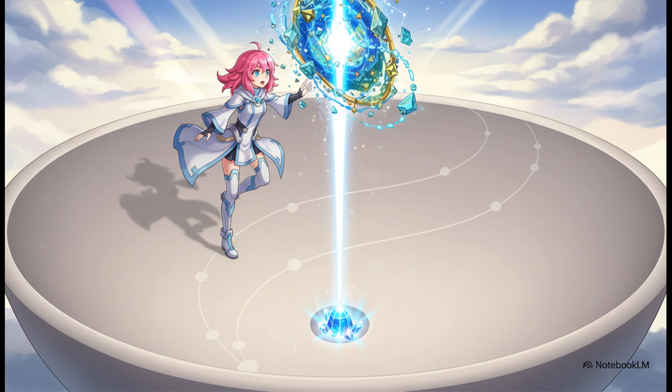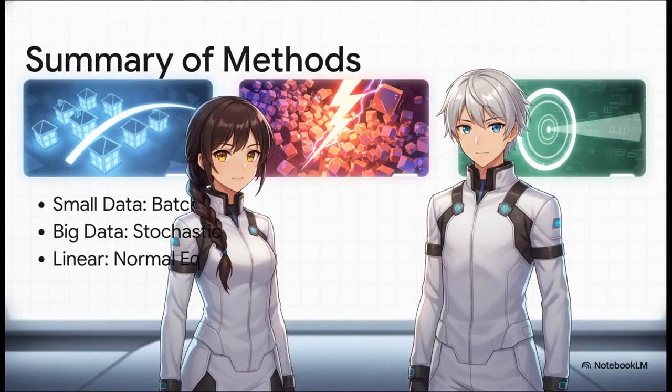However, as the source points out, this only works for basic linear regression. It completely falls apart for more complex algorithms. So let's summarize our toolkit here. We optimize learning depending on the constraints of our data. If you have a small data set, use batch gradient descent for perfect accuracy. If you have massive modern data sets, use stochastic gradient descent for speed. And if you're strictly doing linear regression, you can use the normal equation to skip the line entirely.